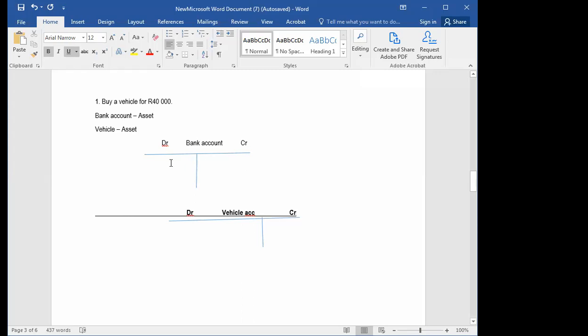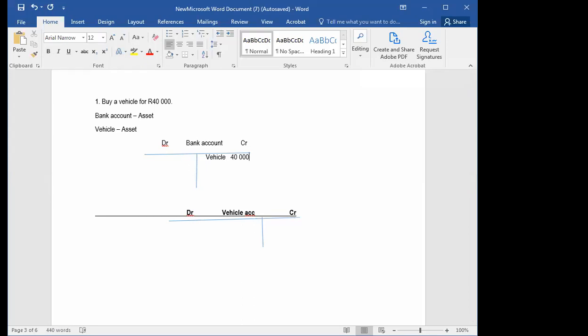The fact is that this vehicle has been bought. Obviously, the money is going out from the business. Therefore, there is an outflow of money. So will the bank increase or decrease? The bank will decrease. Bank must be recorded on what? On a credit side. How much is the money? It's 40,000.